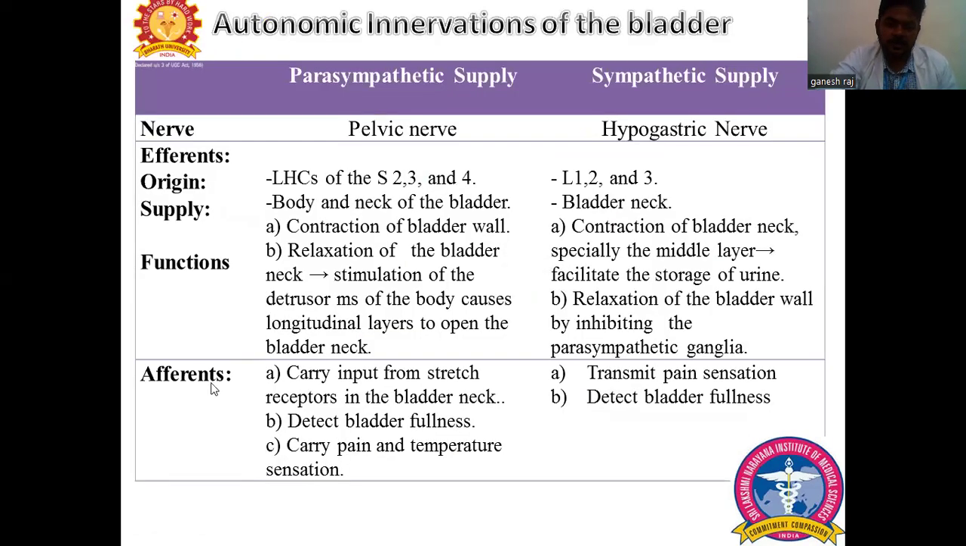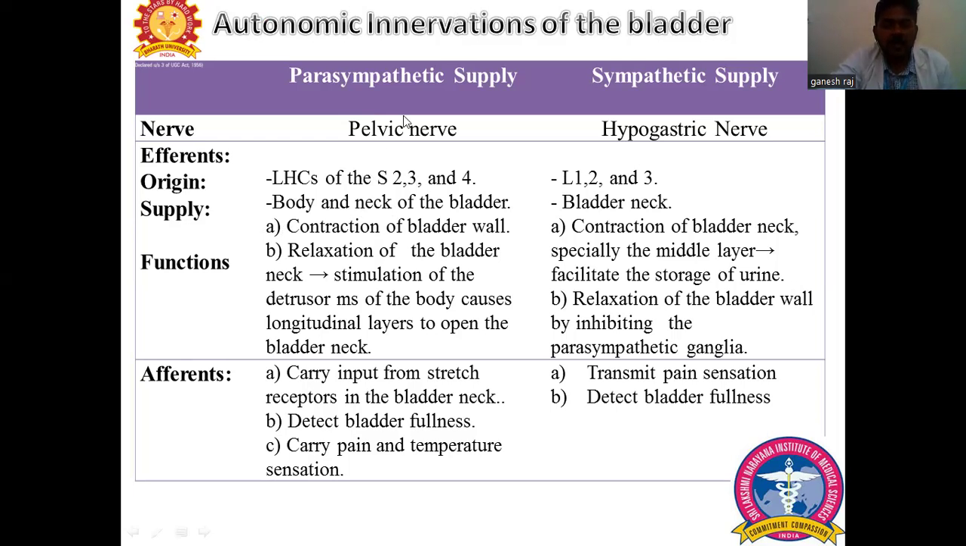So see here, the parasympathetic nerves are through the pelvic nerve, and sympathetic nerves are through the hypogastric nerve. The pelvic nerves arise from lateral horn cells of the S2, S3, S4 segment of the spinal cord, whereas hypogastric nerves arise from lateral horn cells of the L1, L2, and L3 segments of the spinal cord. Both the pelvic nerve and hypogastric nerve supply the body of the bladder and the neck of the bladder. In the body of the bladder, we have the detrusor. In the neck, we have the internal urethral sphincter. So these two structures are supplied by the pelvic and hypogastric nerves.